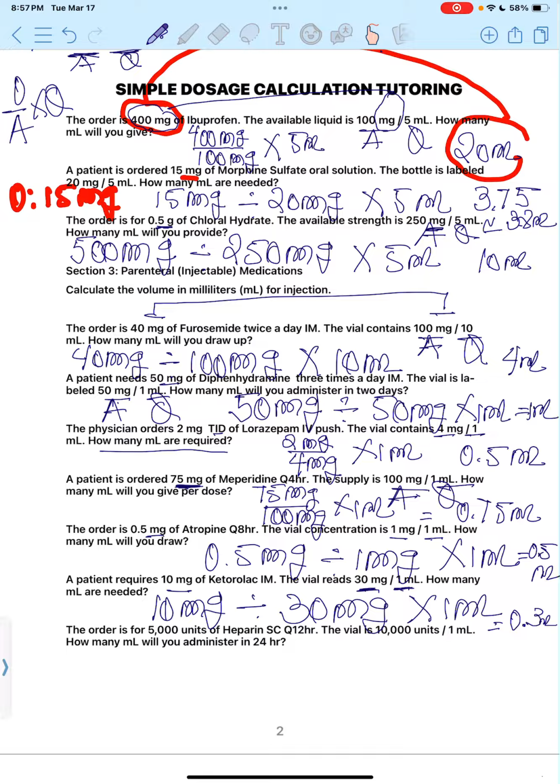Okay. The doctor ordered 5,000 units of heparin, subcutaneous, every 12 hours. The vial is 10,000 units per ml. How many milliliters will you administer in 24 hours? You see? Here they are asking you a daily value. Good job. So first of all, which one did we say always goes together?